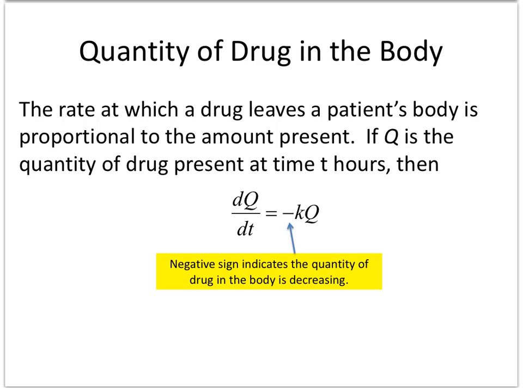All right, so here's another one. We have a constant of proportionality: the rate at which a drug leaves a patient's body, maybe I have a cough drop, is proportional to the amount present. If Q is the quantity of drug present at time t, then this is my constant of proportionality times how much of the drug is present. It's negative because the drug's eventually going to leave your body, okay? So here we can move from this to our differential equation.